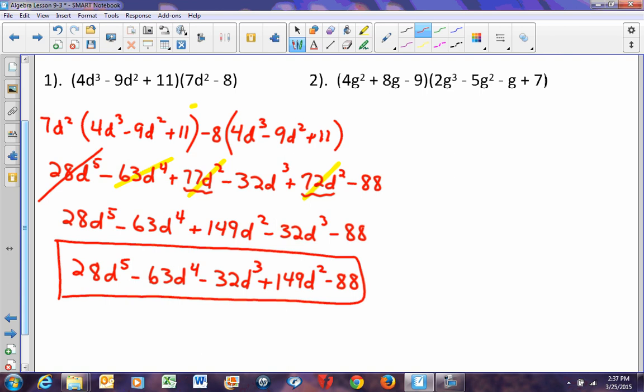I will check it during class to make sure that you did it. This is multiplying polynomials. Not a hard concept, but a very important concept. Take your time, work slowly, be careful, and be neat.